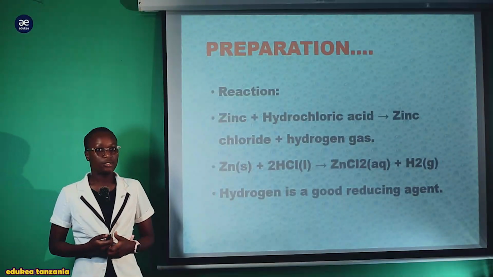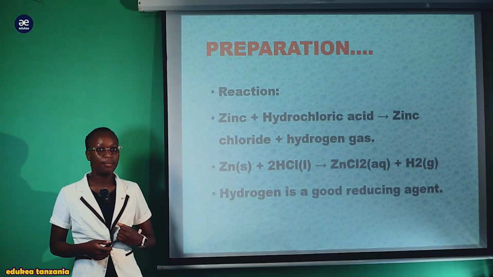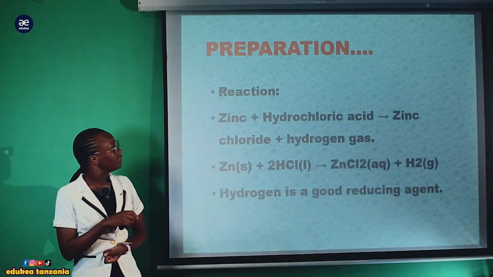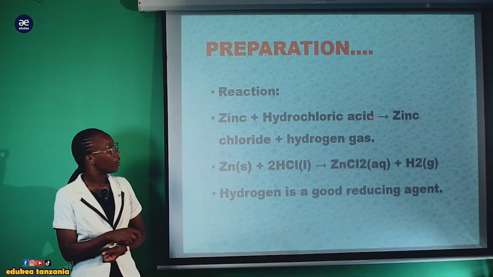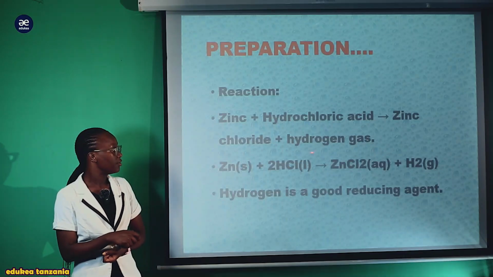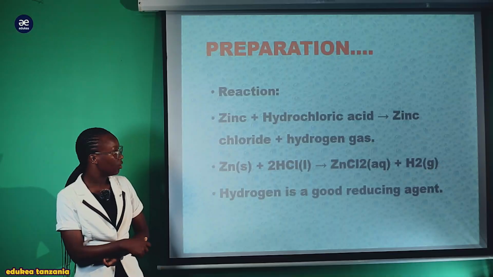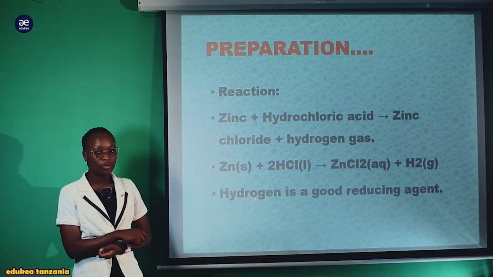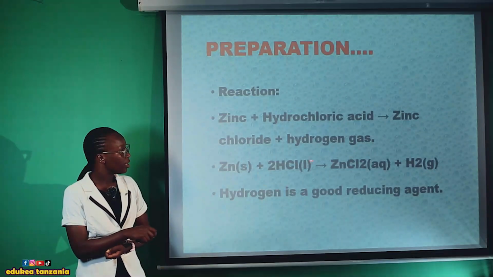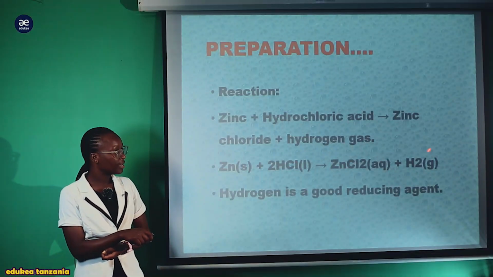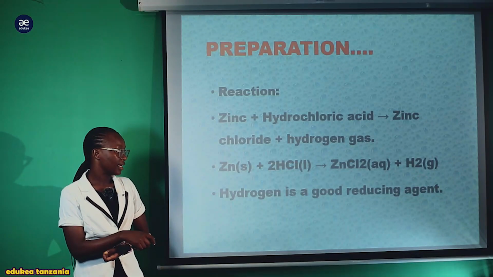Let us see the reaction, what happened in that diagram. We can see zinc plus hydrochloric acid gives zinc chloride and hydrogen gas. This is what happened, and this is our hydrogen gas now. Zinc as a metal, as we saw in the diagram, reacted with dilute hydrochloric acid, and we obtained zinc chloride and hydrogen gas.